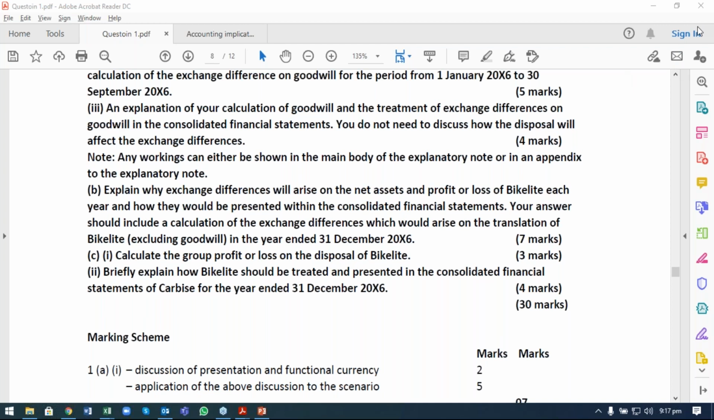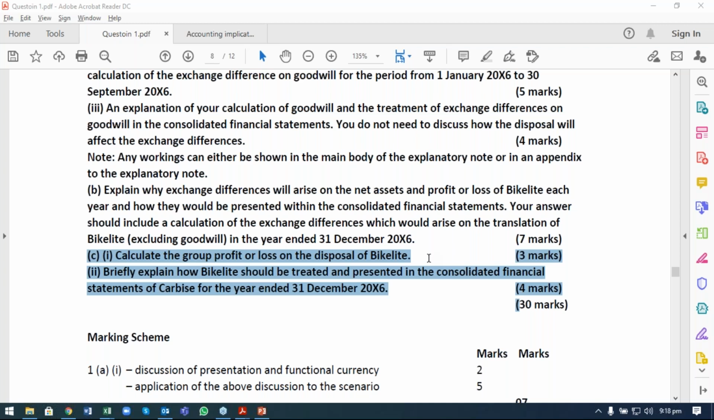Okay, everyone, let's start and try to make sure we wind it up very quickly. The last requirement was how the group profit or loss on disposal of the subsidiary should be reported in the consolidated financial statement, and we have to explain it.